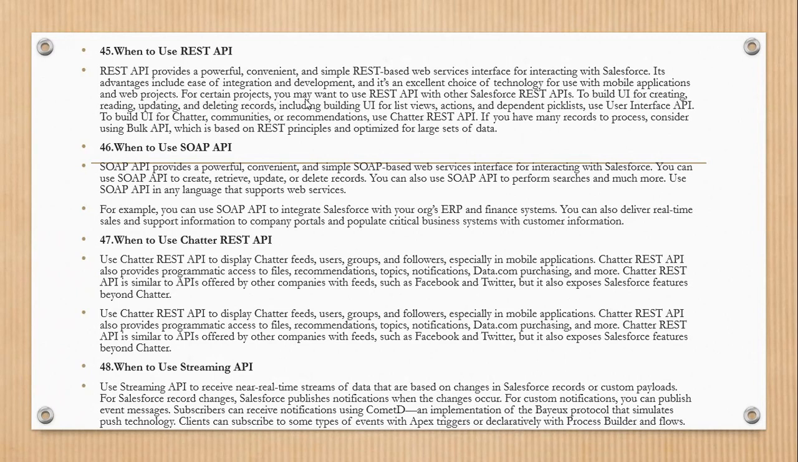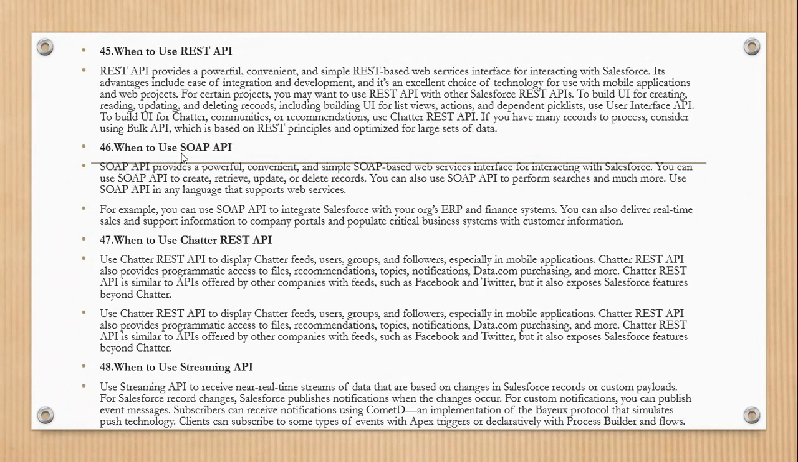For certain projects you may want to use REST API with other Salesforce REST APIs. To build a UI for creating, updating, and deleting records, including building a UI for list views, actions, and dependent picklists, use User Interface API. To build an app for Chatter, communities, and recommendations, use Chatter REST API. If you have many records to process, consider using Bulk API, which is based on REST principles and optimized for large sets of data.